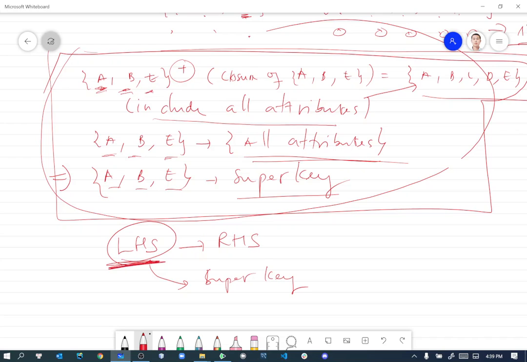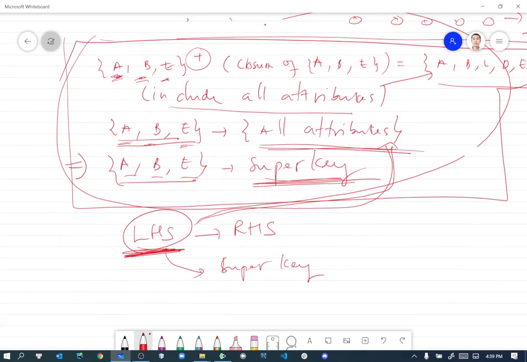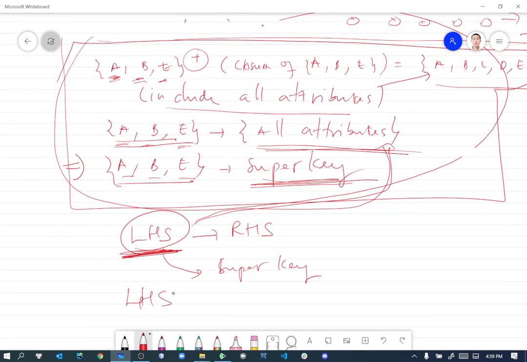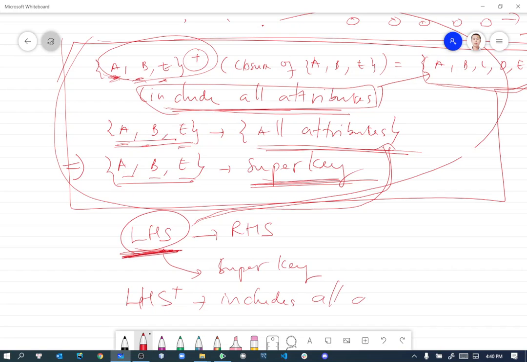And if the left-hand side must be a super key, it means that it must determine all the attributes. The left-hand side is the key, which means that the left-hand side determines all the attributes, which also means that the closure of the left-hand side includes all attributes, because they mean the same thing.